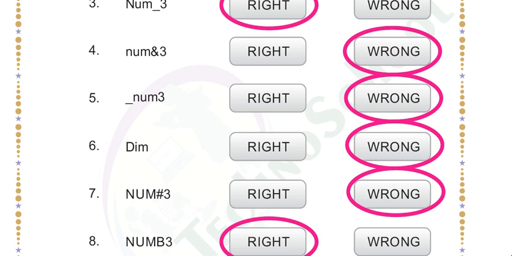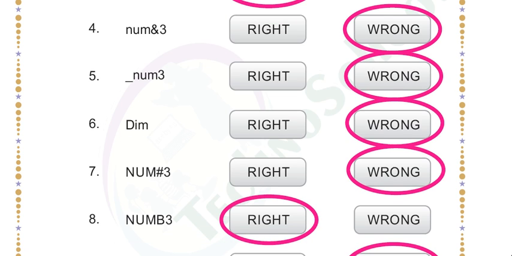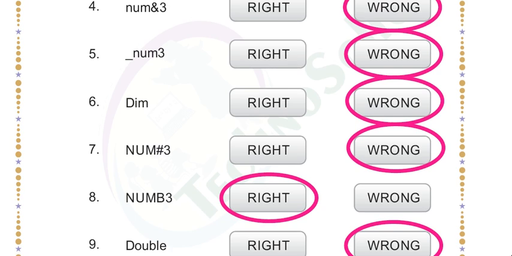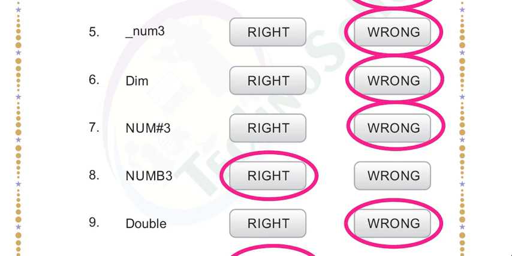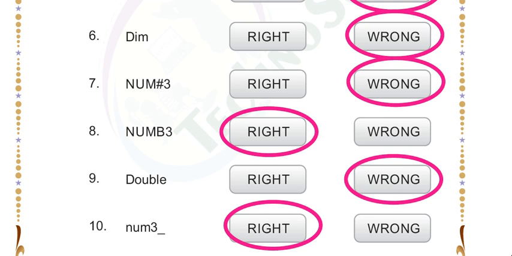Next one, num3, this is right. Okay, the variable name is correct. Ninth one, double, no, it is wrong because this is also a data type. Tenth one, num_3_, this variable name is right.